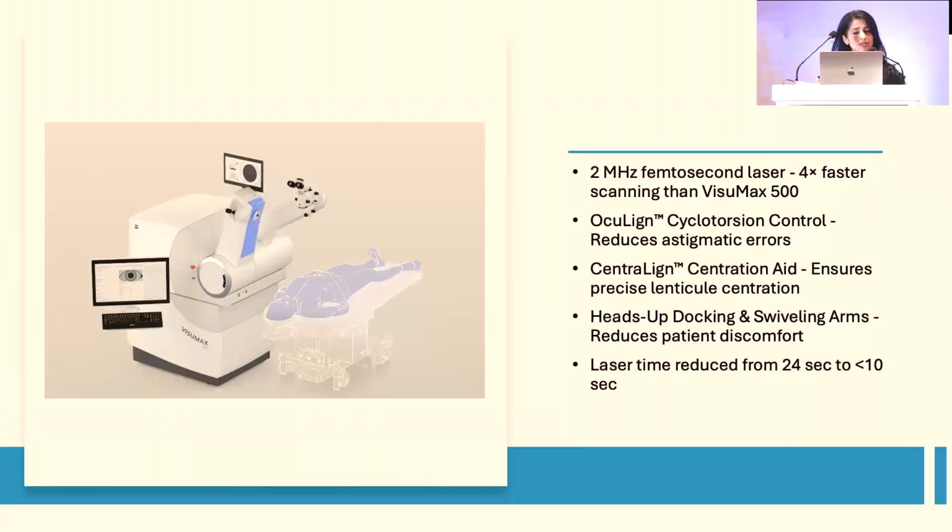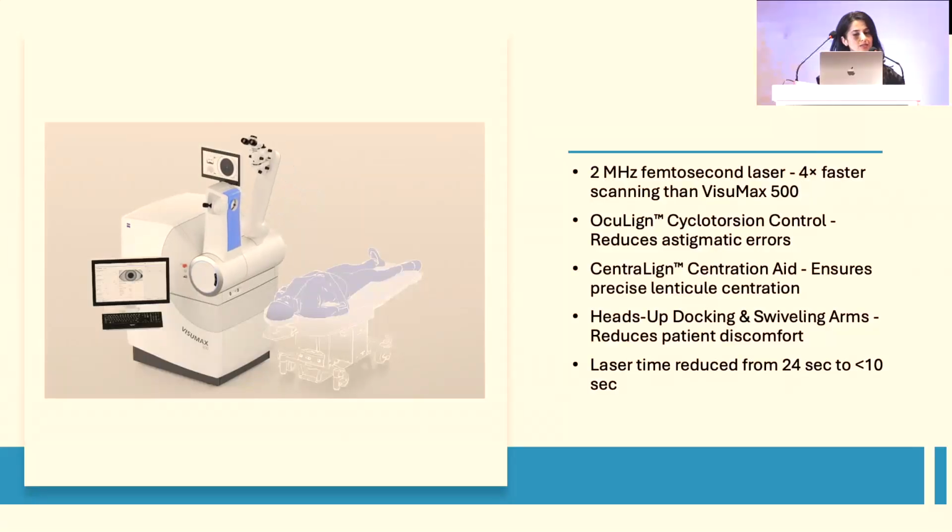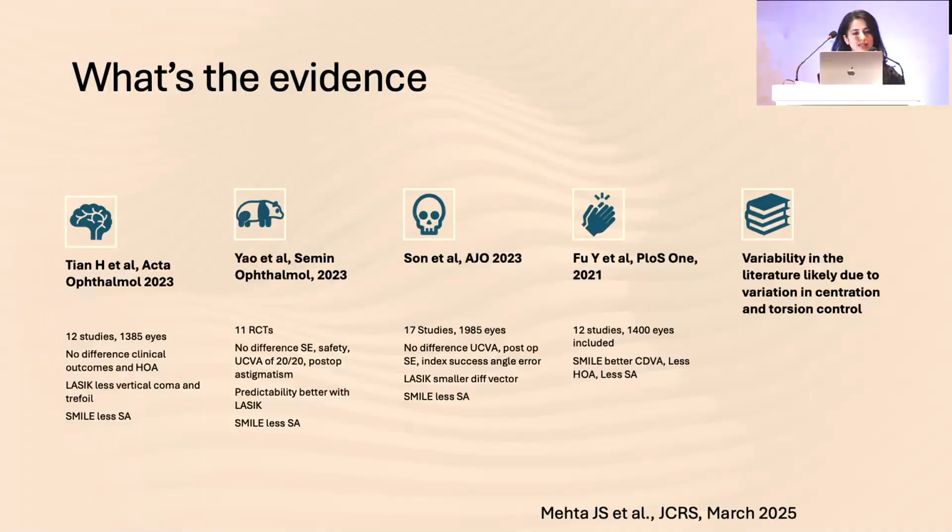It is 4 times faster, so we can do treatment times in less than 10 seconds. We have oculine and central line, which I will go through as well. There's a lot of evidence behind SMILE now, and I'll call it SMILE still, even though we are talking Calyx. In terms of its equivalence to LASIK, less higher order aberrations, perhaps slightly less refractive predictability, but that will hopefully improve with the next generation with cyclotorsion and centration control.